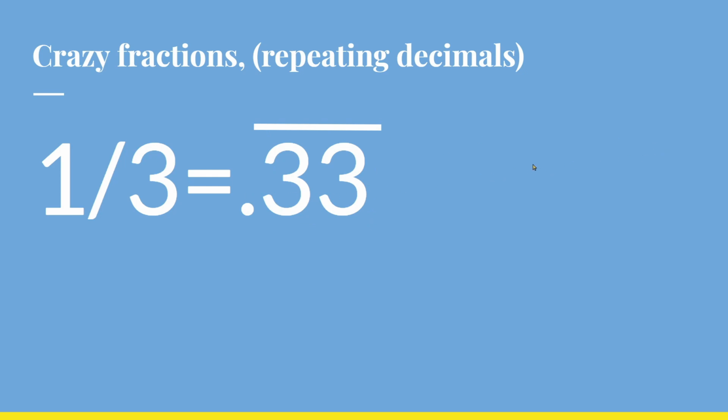It doesn't stop, but we'll use this line right here and this almost imperfect number. It's still a perfect number, but an almost imperfect number, to describe 1 over 3 in terms of decimals.